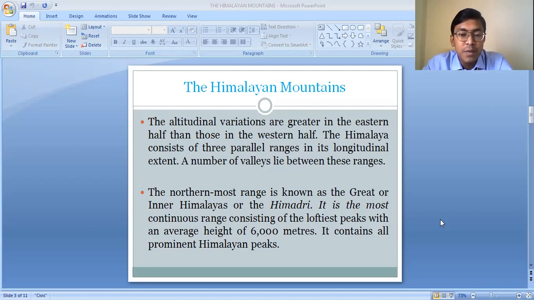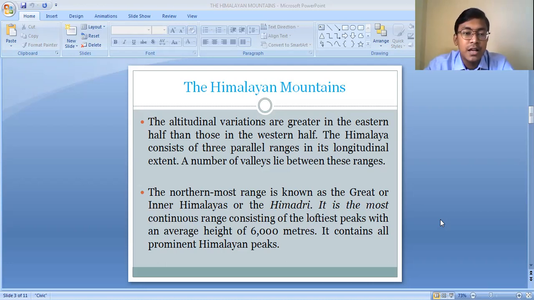In the Greater Himalayas, or the Inner Himalayas, also known as Himadri, the range remains covered with snow throughout the year. Even in this part, some glaciers have formed, like the Siachen Glacier and the Baltoro Glacier. These are some of the important glaciers which have formed in this part of the Greater Himalayas.